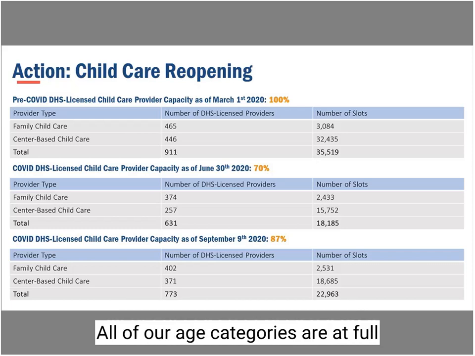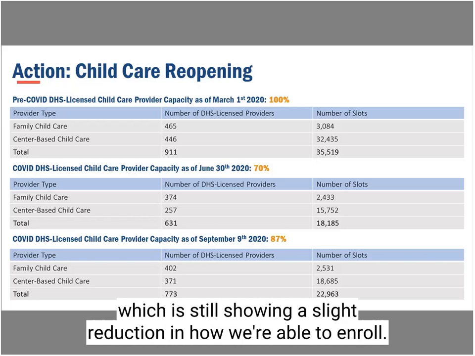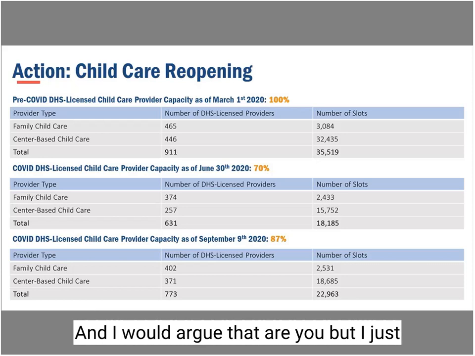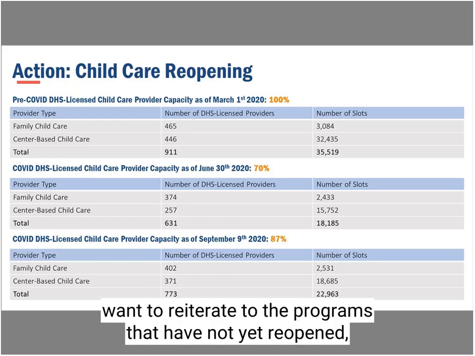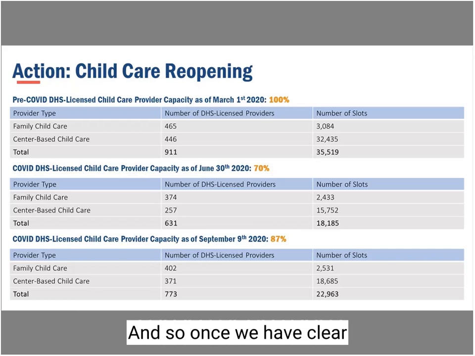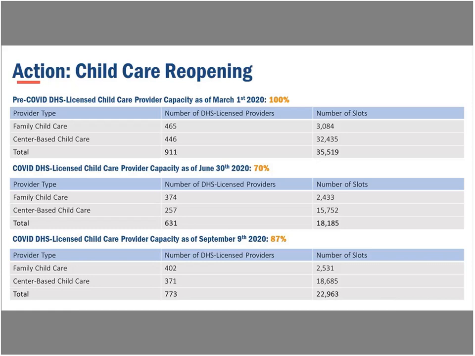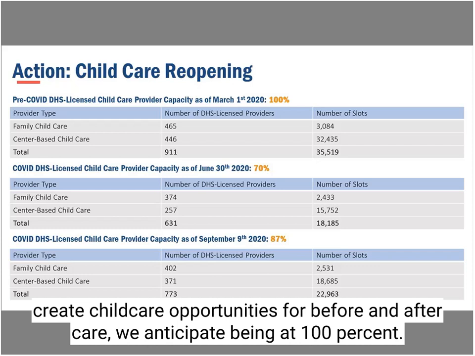All of our age categories are at full capacity as pre-COVID, except for school age, which is still showing a slight reduction in how we're able to enroll. And I just want to reiterate too, the programs that have not yet reopened operate in public school buildings and have not yet received the approval to do so. And so once we have clear foresight into how public schools will operate and allow outside operators to create childcare opportunities for before and after care, we anticipate this being at 100%.